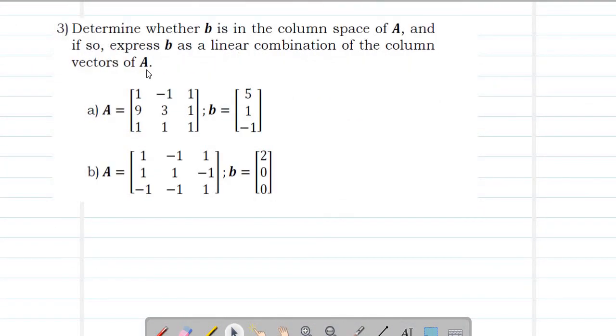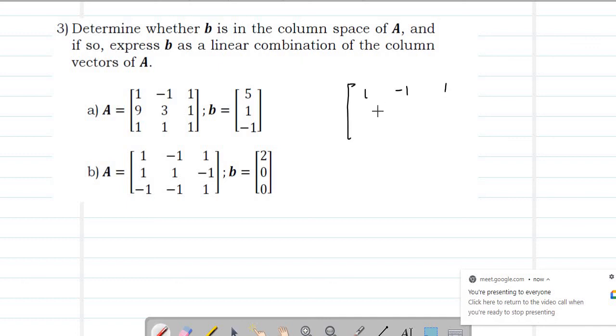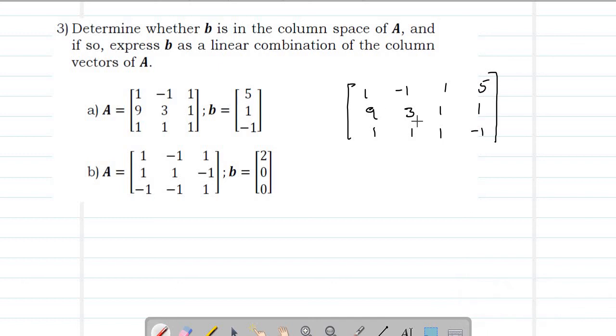Determine whether B is in the column space of A, and if so, express B as a linear combination of the column vectors of A. Let's see how. What you have to do is write the augmented matrix: 1, -1, 1, 9; 3, 1, 1, 1; 1, 1, -1, and so on. This is the matrix A, and this is the column B, with entries 5, 1, -1. Now you just find the solution of Ax = B. This is what you need to do.